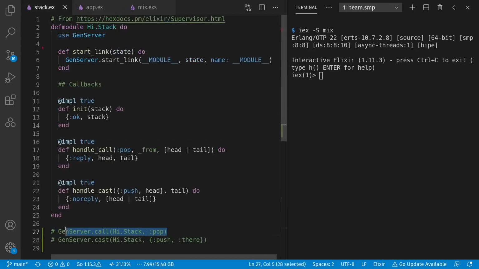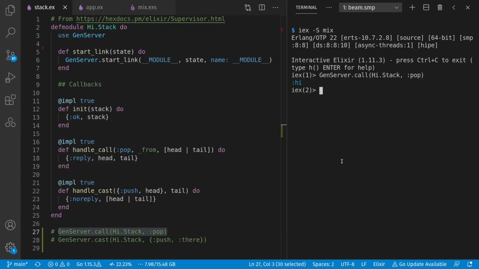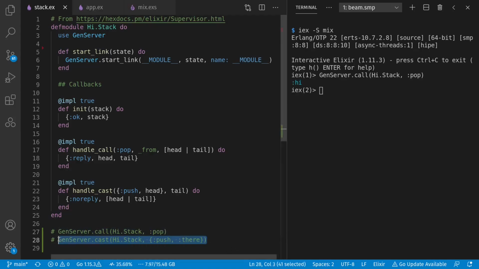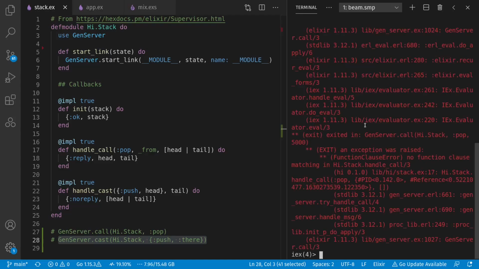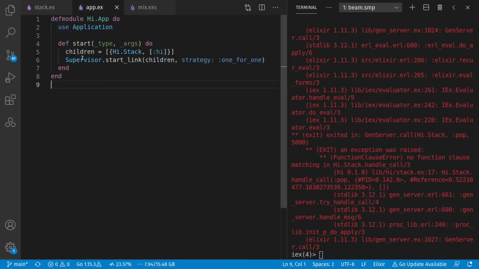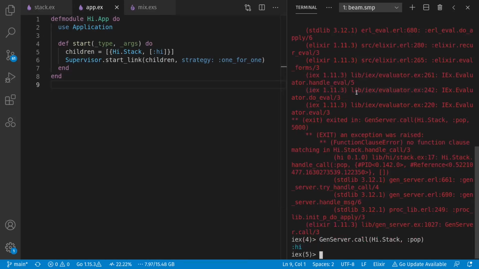So if we pop from our stack by sending a pop message, we see hi. We can also push there and pop again. So now we have hi there, but there's nothing left on the stack. So if we pop again, we get an error, which crashed that process. However, because this process is running inside of a supervisor, it gets automatically restarted with hi back on the stack again. And a typical Erlang application is built of supervisor trees for managing all the processes.